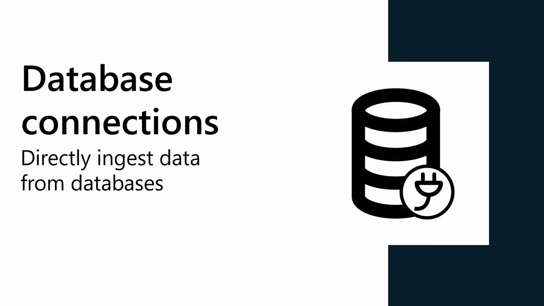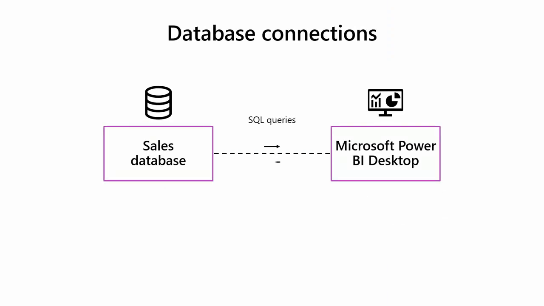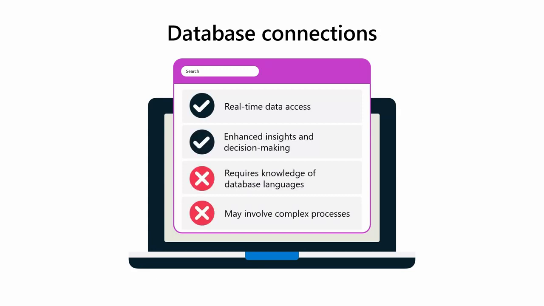With the database connection method, you access data directly from a database or data warehouse using tools that can connect to and query the source. For example, AdventureWorks can create a database connection to access data from its sales database using SQL queries. This connection enables the analytics team to extract necessary data by using SQL commands, as well as transform and load it for further analysis later in the ETL process. While database connections offer real-time access to data, enabling instant insights and prompt decision-making, they do require knowledge of database languages like SQL and may involve complex configuration or authentication processes.